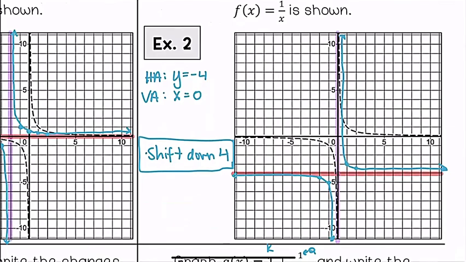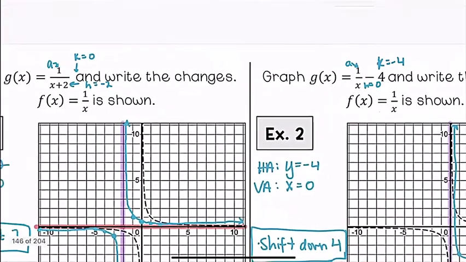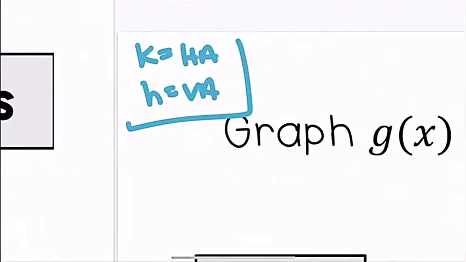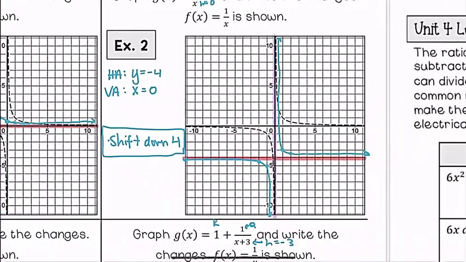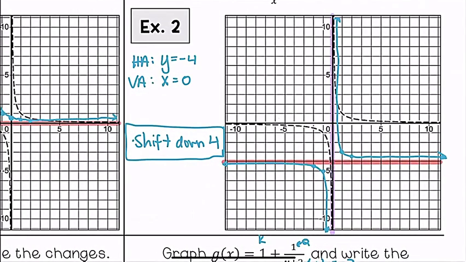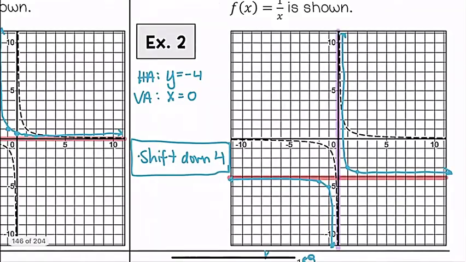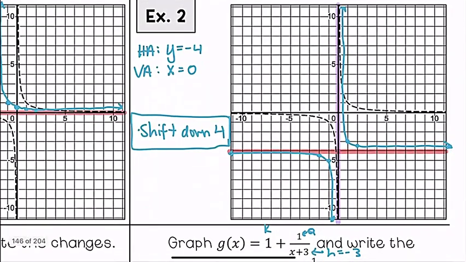Remember, the first thing I'm going to do is graph my asymptotes. So I graphed y equals negative 4, and x equals 0. And I got those from h and k. I wrote over here that k gives us the horizontal asymptote and h gives us the vertical asymptote. And then after I graph my asymptotes, I'm going to put this in the calculator and look at the intercepts. I got an intercept on just the x for this one. And then I'm just going to look at the dots and graph the dots. And that's what I did.